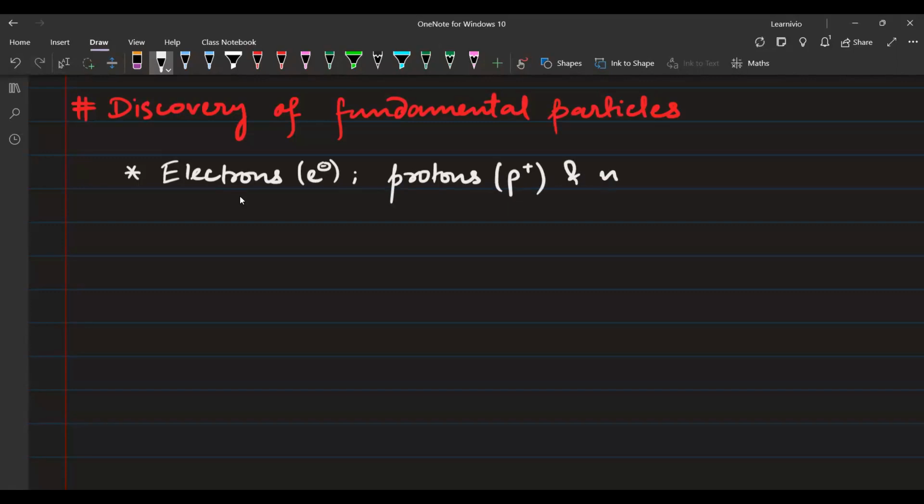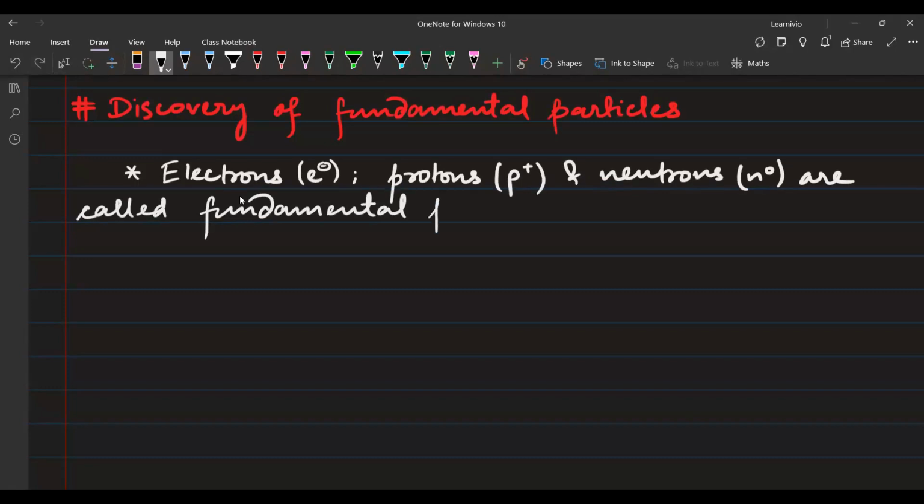And neutrons are called fundamental particles.